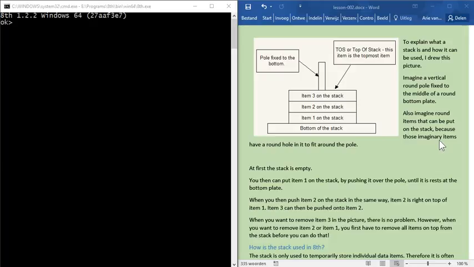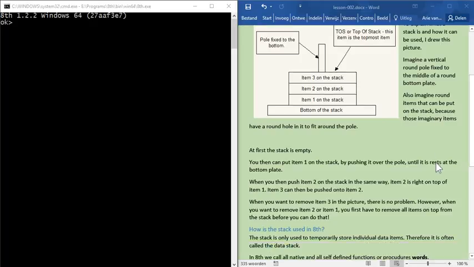You then can put item 1 on the stack by pushing it over the pole until it rests at the bottom plate. When you then push item 2 on the stack in the same way, item 2 is right on top of item 1. And item 3 can then be pushed onto item 2. When you want to remove item 3 in the picture, there's no problem. However, when you want to remove item 2 or item 1, you first have to remove all items on top from the stack before you can do that.